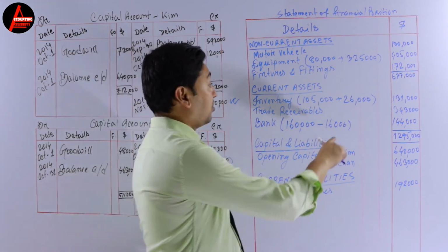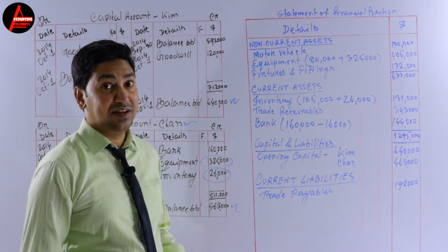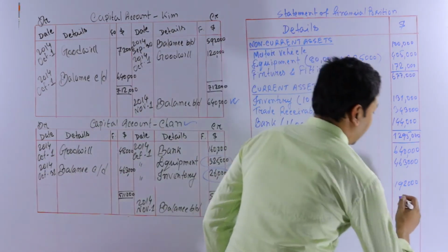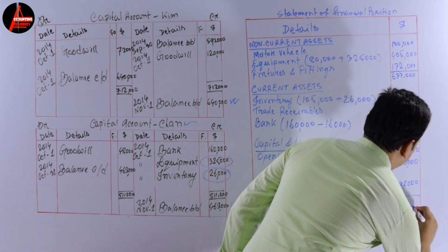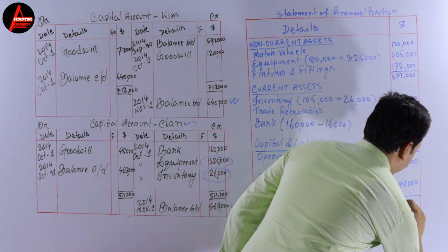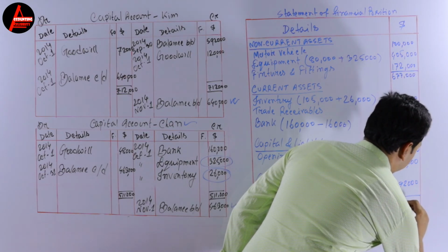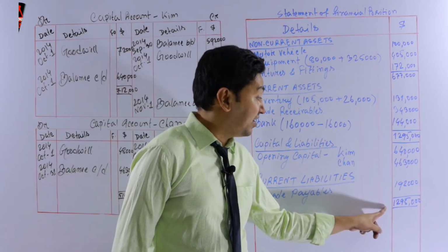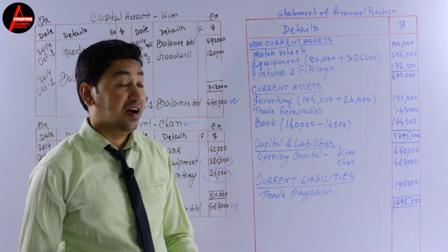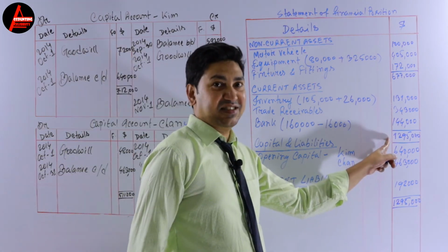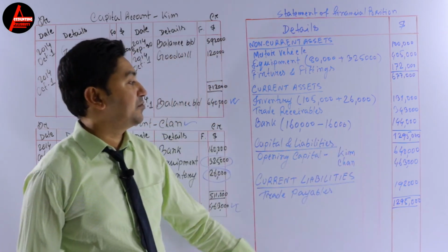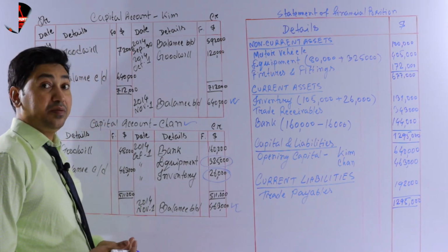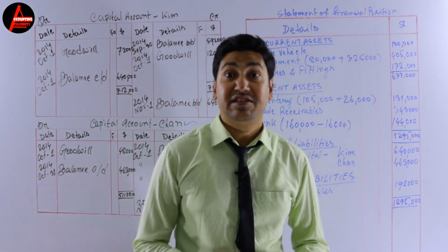Already we subtracted the bank overdraft here from the new bank balance. So now what to do? We need to add all this. If we calculate, it will be the same, $295,000. So here the capital and liabilities are equal to assets. That means this balance sheet is balanced. This is how you need to prepare the partnership balance sheet when a new partner is taken into the business.